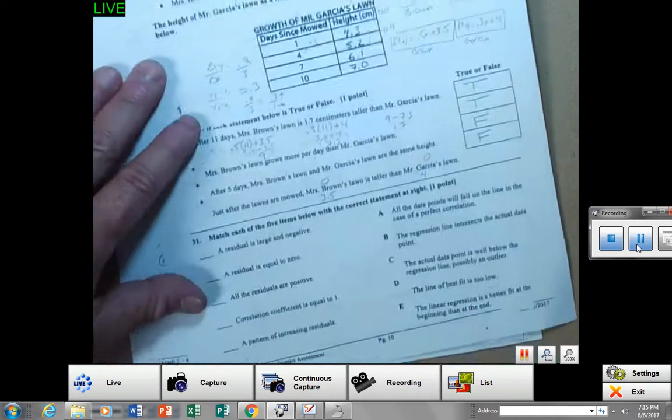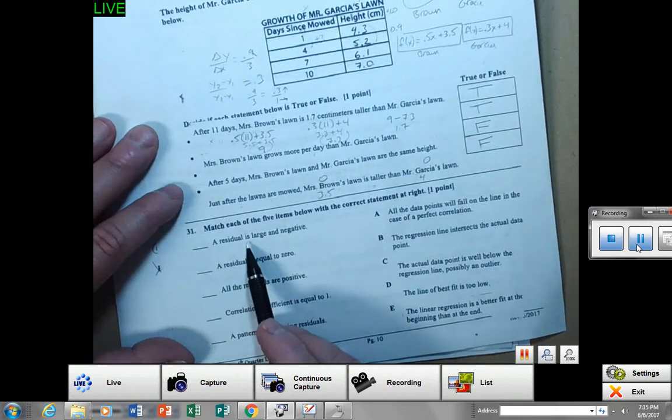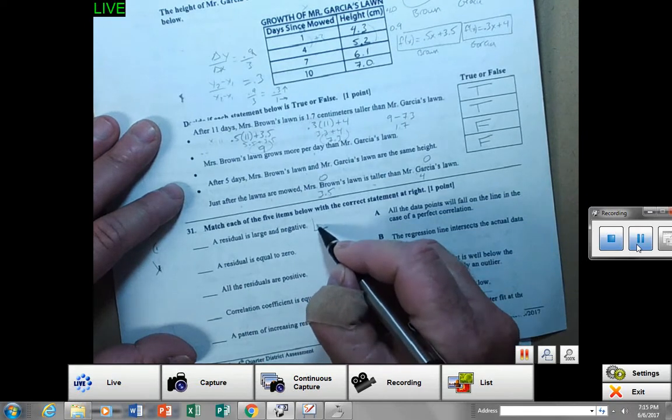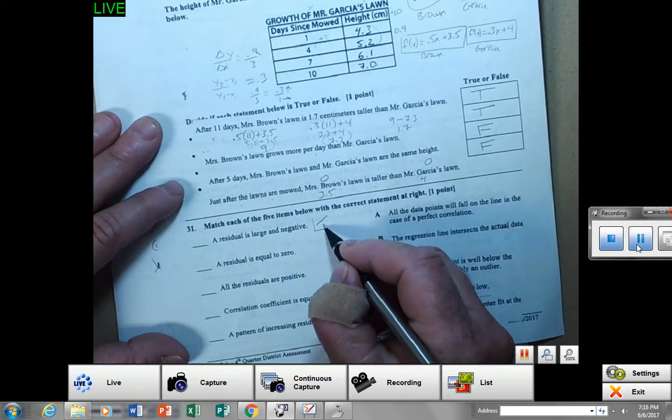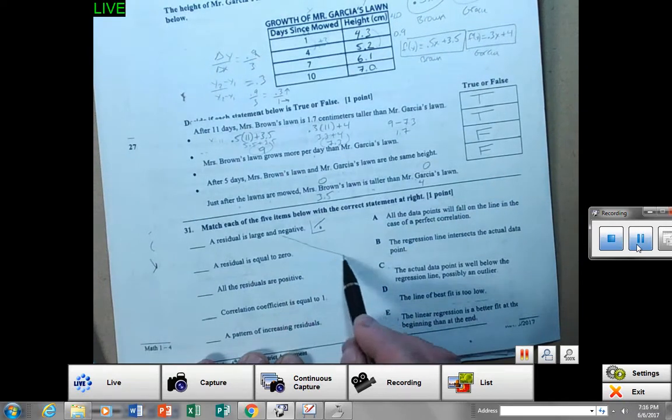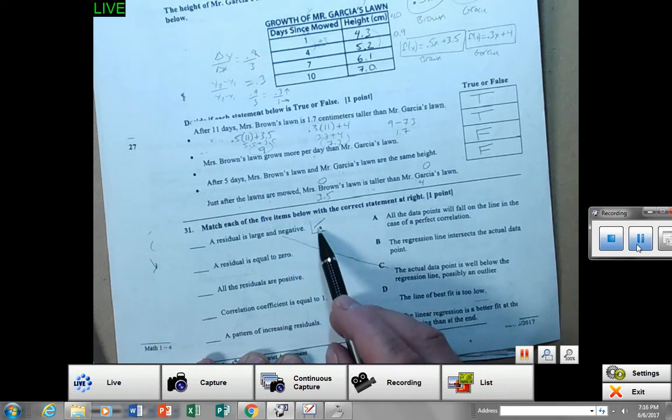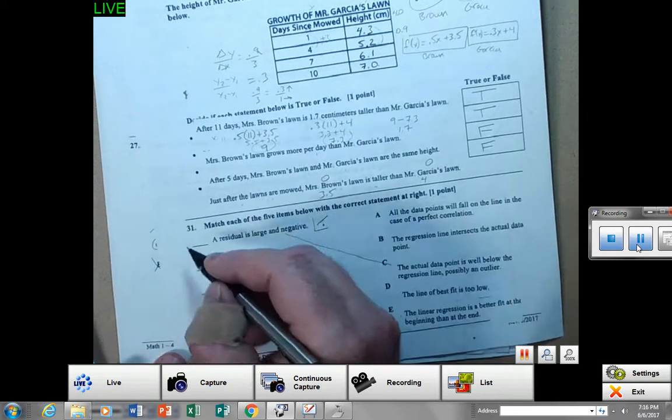Alright, down here. This says a residual is large and negative. That would be a graph looking like this, where I have my line of best fit and my point is way down here. Super large negative residual. That means that answer is C. The actual data point is well below the line, the predicted line. Maybe an outlier. Maybe all the points were around it and then you had this one way out by itself, an outlier. So that would be C.